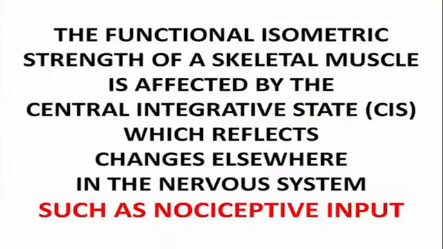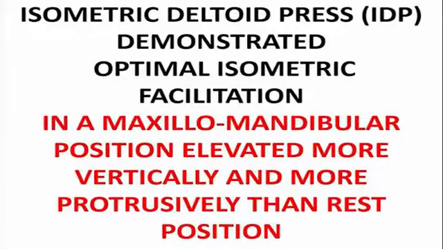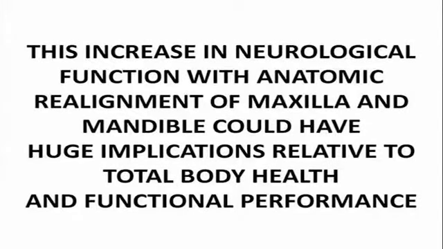The functional isometric strength of a skeletal muscle is affected by the central integrative state, which reflects changes elsewhere, such as in the nervous system, such as nociceptive input. Isometric deltoid press demonstrated optimal isometric facilitation in a maxillomandibular position, elevated more vertically and more protrusively than rest position. This increase in neurological function with anatomic realignment of the maxilla and the mandible could have huge implications relative to total body health and functional performance.